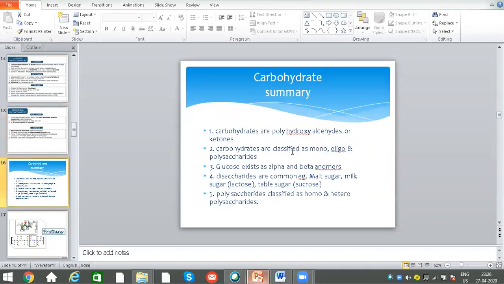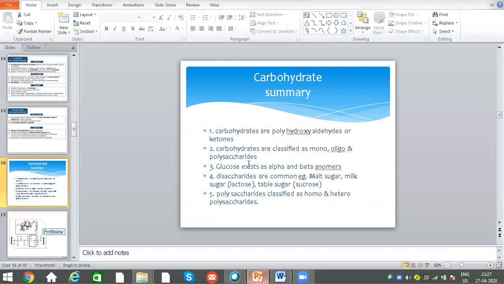And finally, the carbohydrate summary. Carbohydrates are polyhydroxy aldehydes or ketones, having aldehyde and ketone functional groups, and many hydroxyl groups are also present. Carbohydrates can be divided into mono-, oligo-, and polysaccharides, as we have already discussed. Glucose is a simple sugar available in the form of alpha and beta anomers. I've told you alpha anomers are trans forms and beta anomers are cis forms.